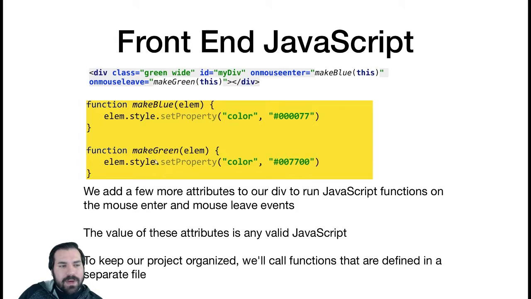And then make green, same idea. Pass a reference of the element to the function, and then set its color to green. And not full blue, not full green, just halfway, having a little bit faded colors for this example. So this way we can start interacting with user actions, which is ultimately what we want.